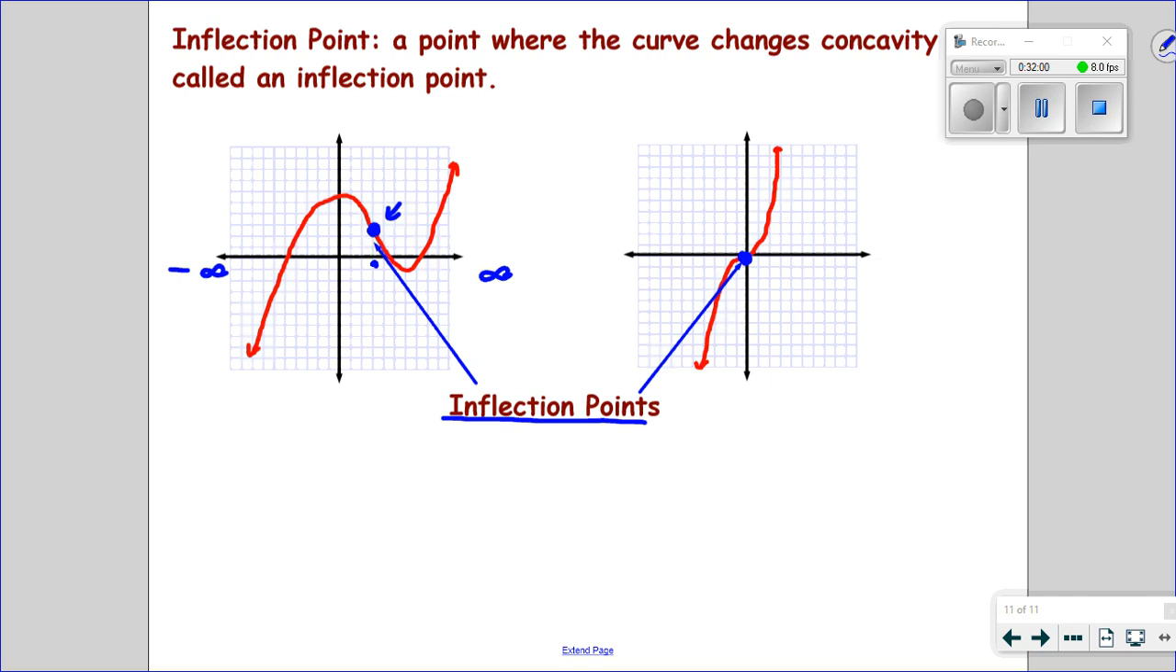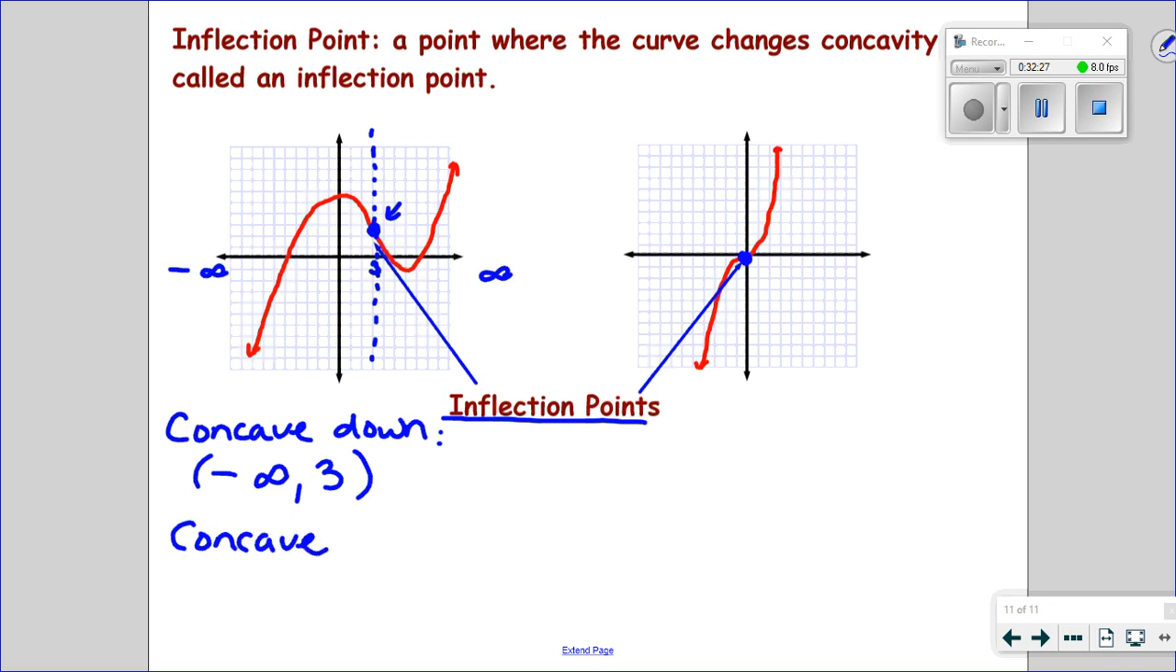So it looks like the x-coordinate of that point is +3. And again, you can do the same thing that we did with intervals of increase and decrease. Draw that dashed vertical line. We're breaking this up into 2 separate intervals. So this particular graph is concave down from negative infinity to +3, and then it's concave up from 3 to infinity. And just like the intervals of increase and decrease, we're going to use parentheses with our intervals of concavity, again because at that inflection point, that's where the change is occurring.